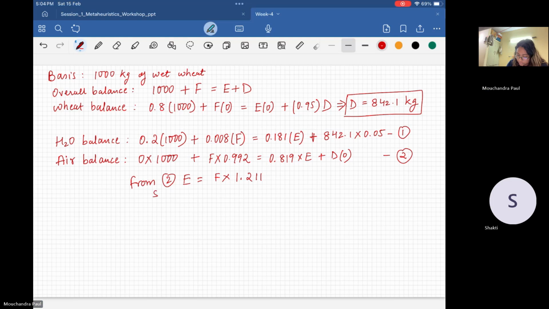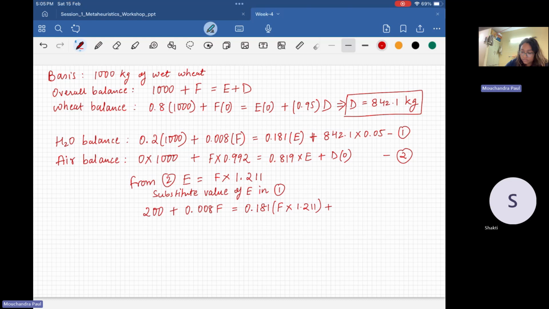If we substitute this value of E in 1, we get 200 plus 0.008 F equals 0.181 into 1.211 F plus 842.1 into 0.05, that is 42.105. So now we can calculate the value of F. Just a few more steps and we are done.